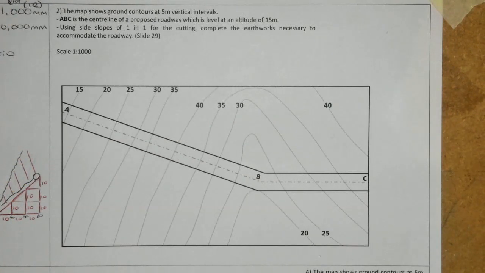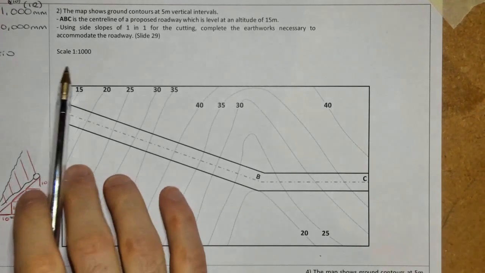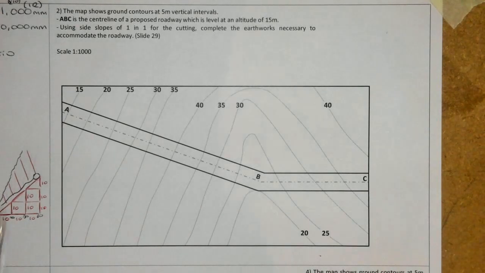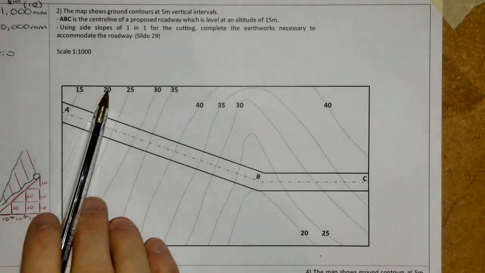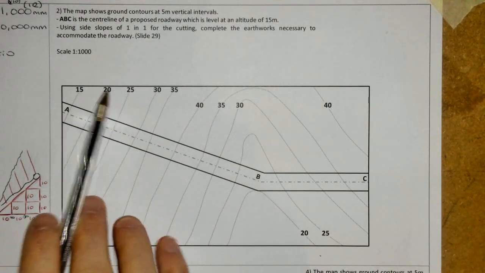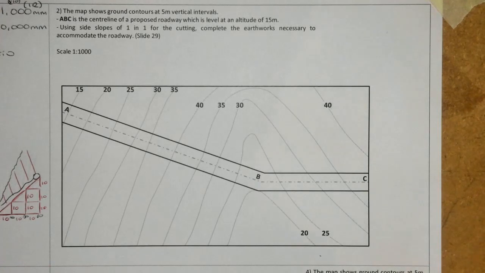Right, folks, so for question two here, it says the map shows ground contours at 5 meter vertical intervals, and once again our scale is 1:1000. Okay, so we can see the distance between our contours, 15 to 20 to 25, we can see the distance between them is 5 meters. So let's work out our magic number there.